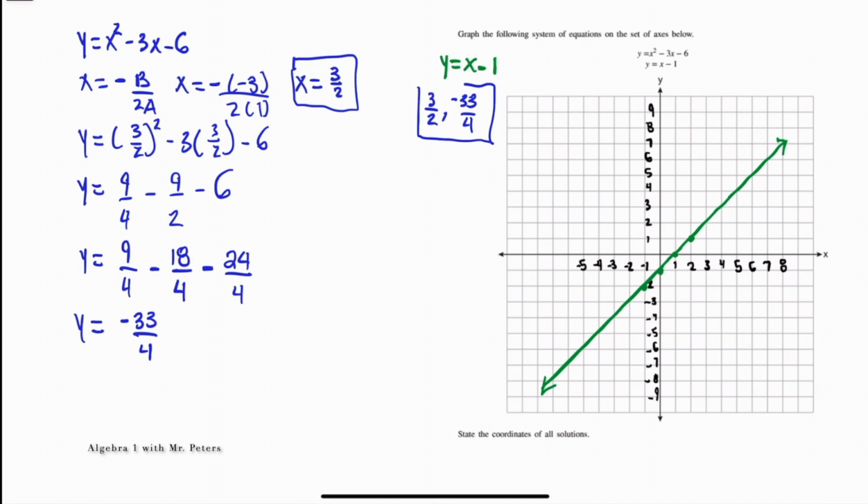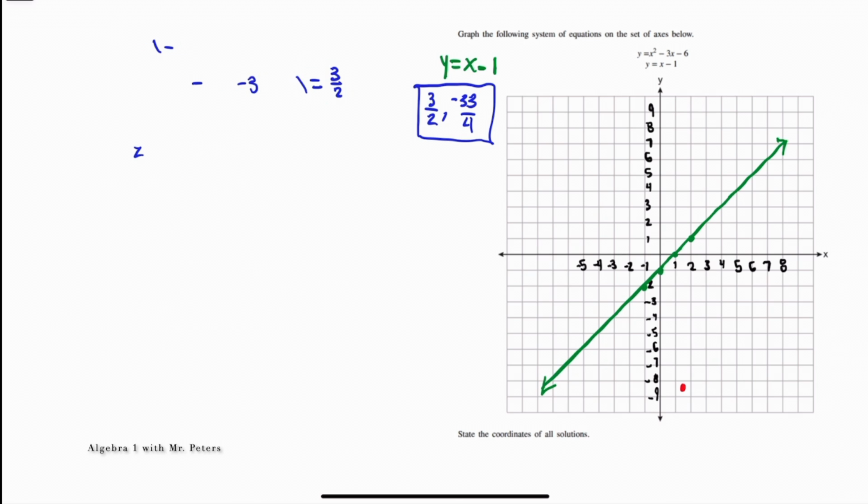So the first point we're going to plot for the vertex is (3 over 2, -33 over 4). So when I go to my graph and I plot this, it should be, let's see, the vertex should be right here where you see this red dot. Now before we find other points, let's just erase so we can get some more space.